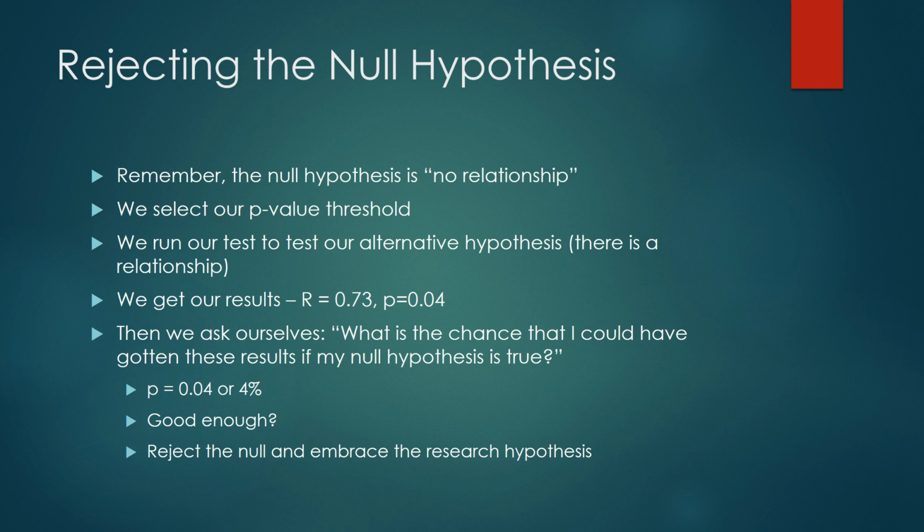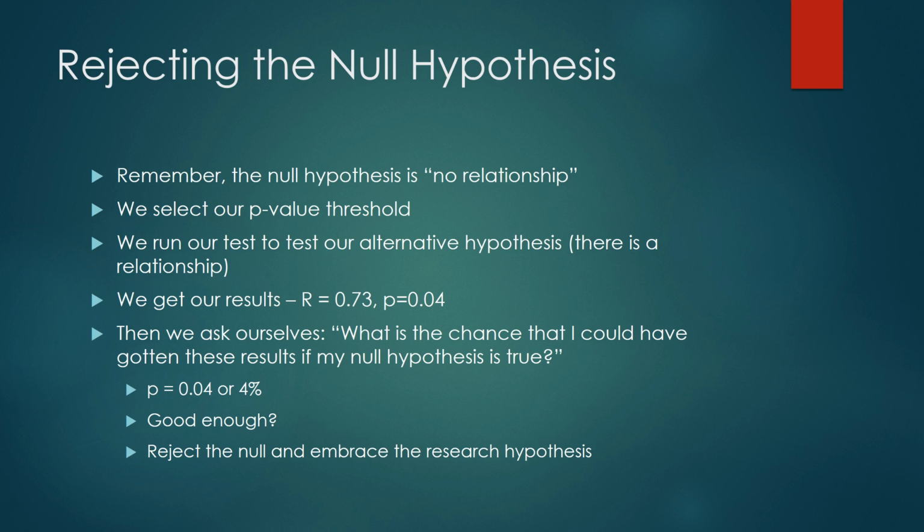And rejecting the null hypothesis. Why do we say we reject the null hypothesis and not that we accept the null hypothesis? Remember the null hypothesis, first of all, is that there is no relationship. And so we select our p-value threshold, and then we run our test to test our alternative hypothesis. Remember, we're looking at whether or not there's a relationship.